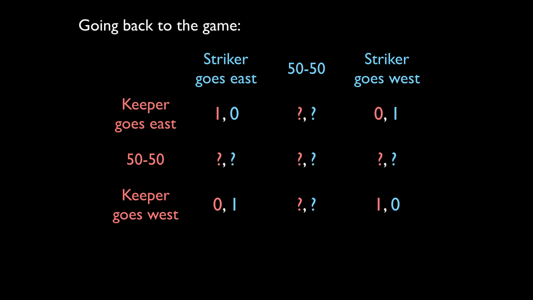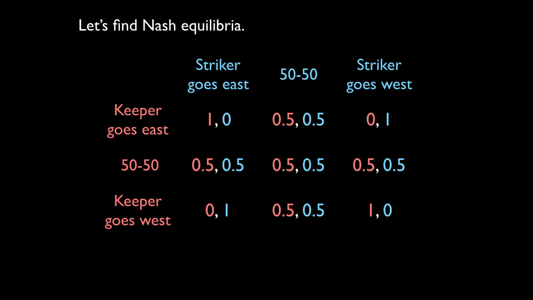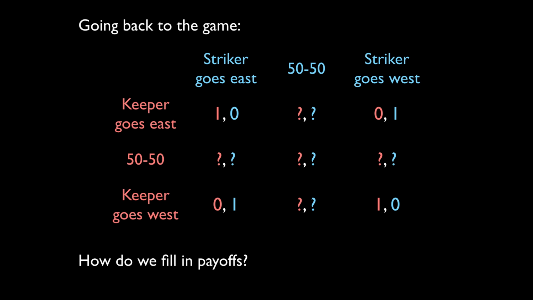Okay, let's try to fill in some of these numbers. How do we fill in the payoffs? Let's do them one by one. Say the keeper is doing 50-50, so the keeper goes half the time over here and half the time this way.